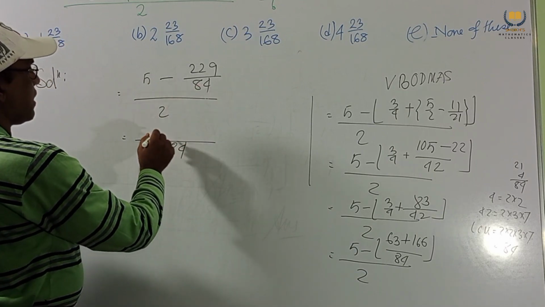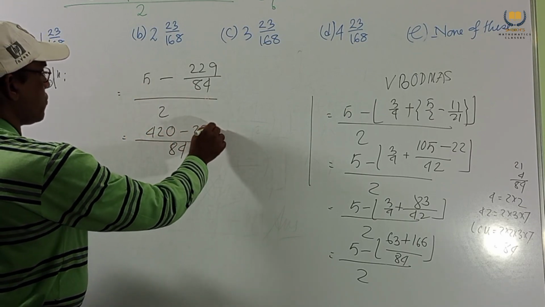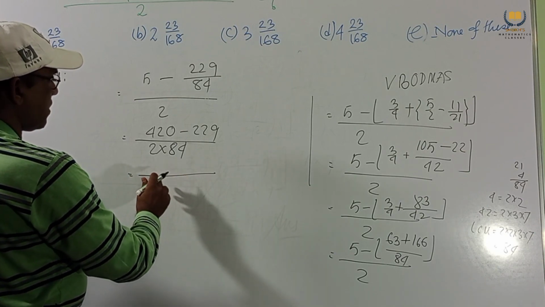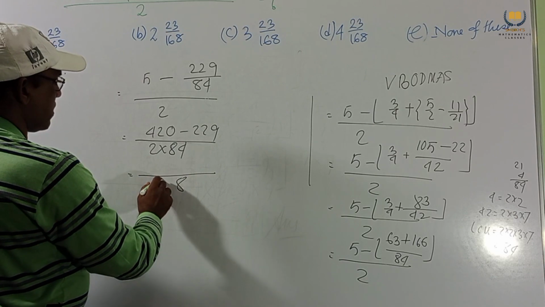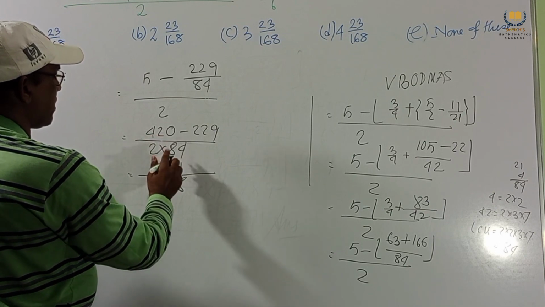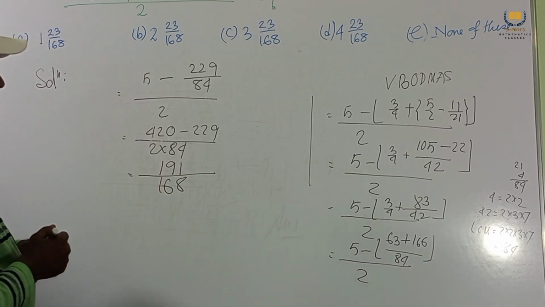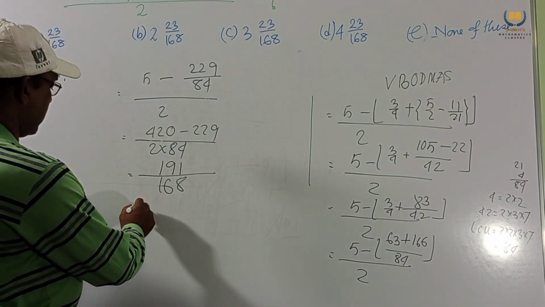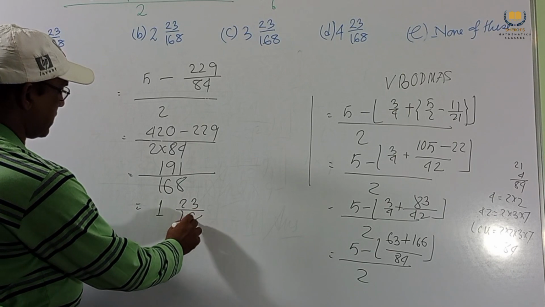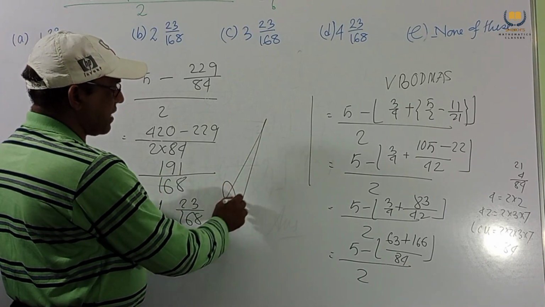LCM is 84. And 84, this is 5. This is 2, 2, 9 into 2. This 2 also. Then this will be 2 remains same. Or we can write this is 8, 1, 6, 8. And 10 minus 9, 1, this is 11, 11, this is 9, and this one, 3, 191. Now if we convert this into a mixed fraction, this will be 23 by 168. If we divide, then we get 1, 23 by 168, and this is our final answer.